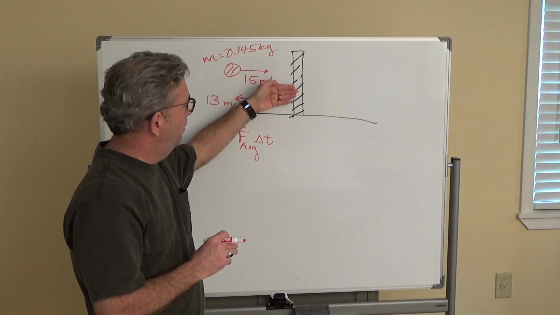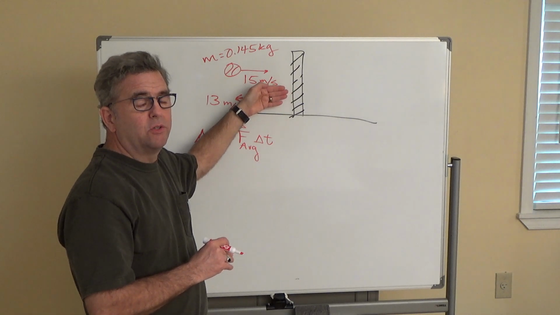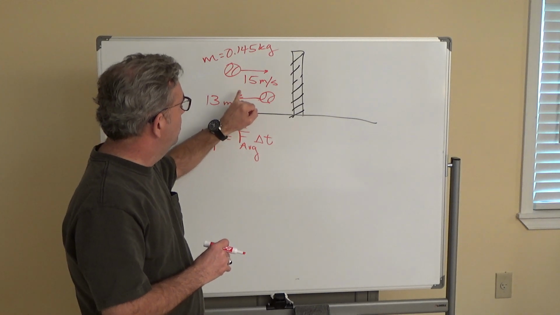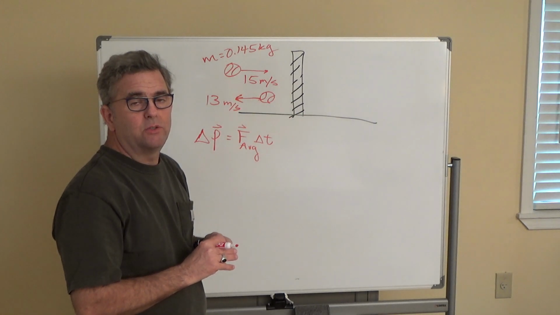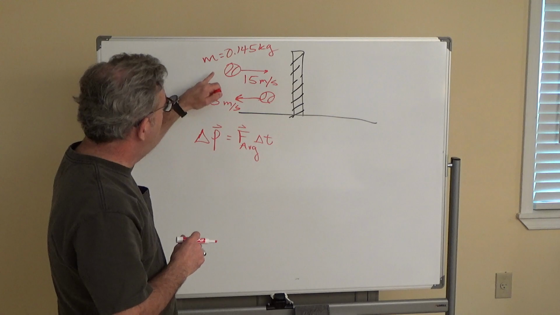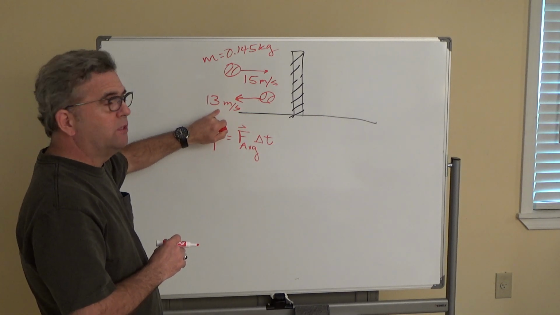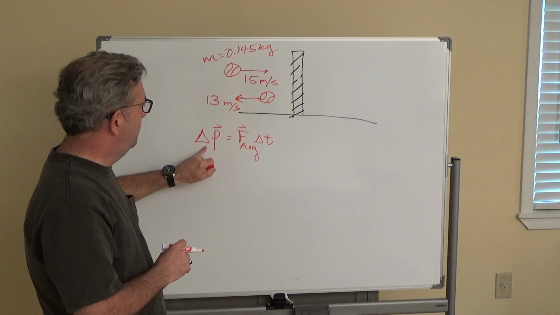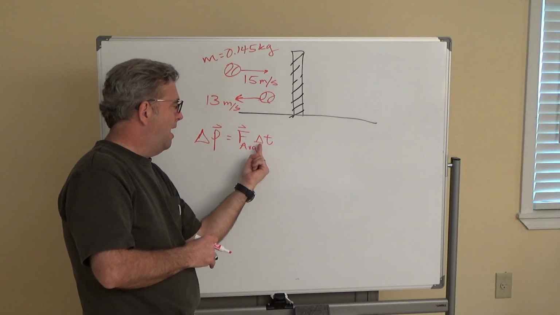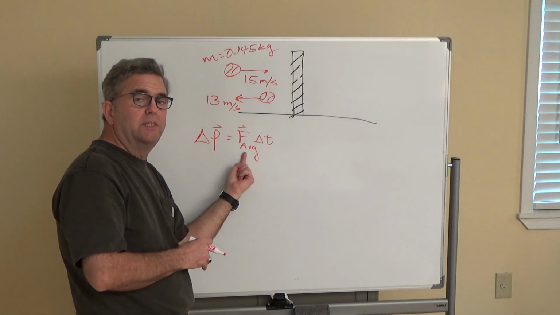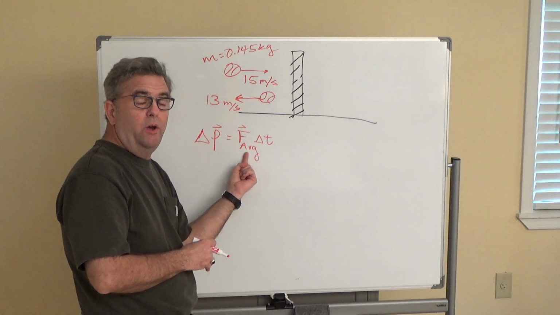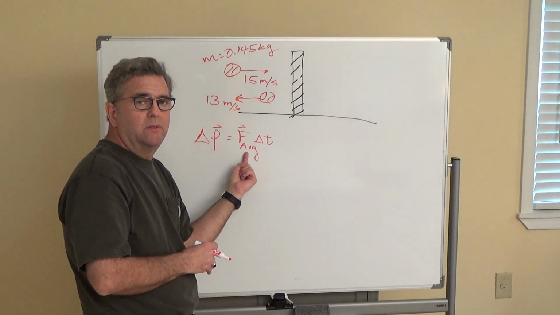The longer the baseball contacts the wall, the lower the average force. The faster the baseball interacts with the wall, the larger the force. Okay? Because here's the initial momentum, here's the final momentum. So delta P, if I know that, that's some constant. So if I decrease delta T, I must increase F. If I increase delta T, F will decrease. You all know this from experience. Okay?